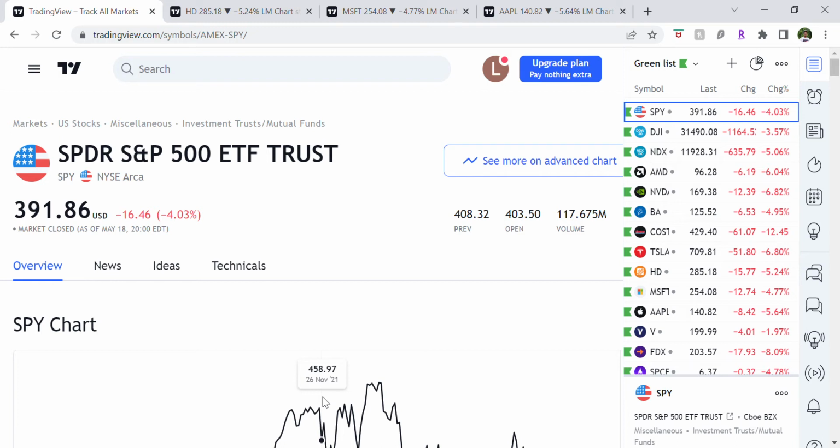So let's start with examples. I have kept three examples here: HD, that is Home Depot, MSFT, Microsoft, and Apple. The approach I'm discussing here may or may not apply to indexes or ETFs like SPY, Nasdaq, Dow Jones, so it's better to keep it stock specific. Let's start with Home Depot and go into the process of identifying a trade.